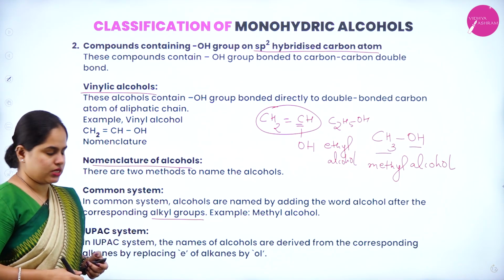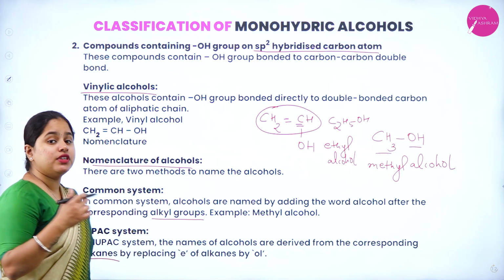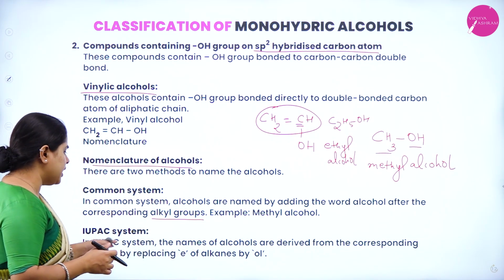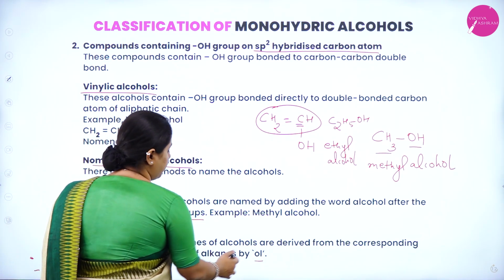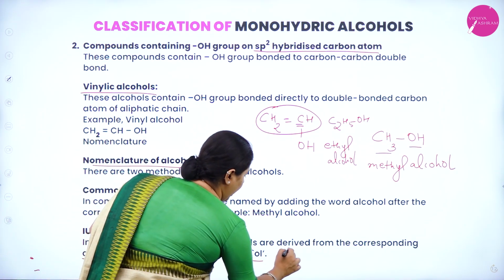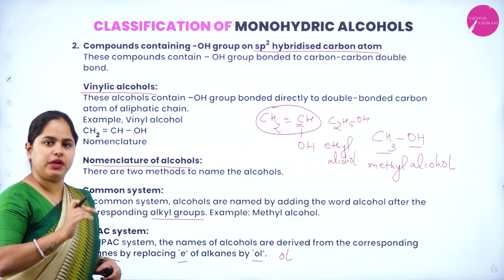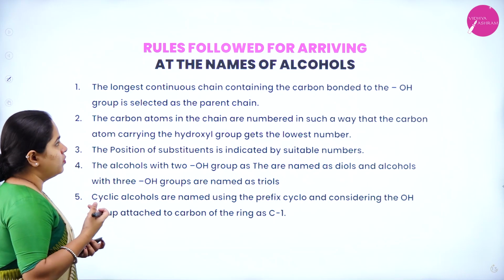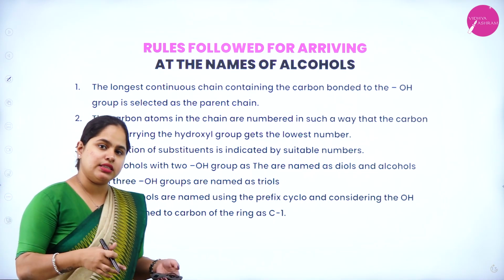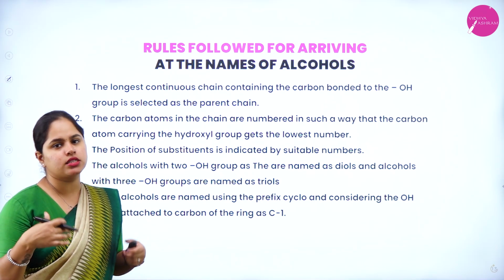Now in the IUPAC system, the names of the alcohols are derived from the corresponding alkanes. Based on which alkane it has been derived from, you have to name it by replacing the E of the alkane by ol. So what is the suffix when it is an alcohol? It is ol, right? The alkane ends with E, so that E has to be replaced by ol. Let us understand the rules to be followed. It's similar to what you have studied in class 11 as well as in the haloalkanes and haloarenes chapter. It's just that instead of that functional group, here it is alcohol.